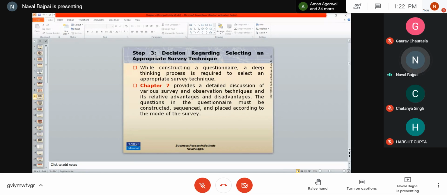Chapter number 7 also covers the relative advantages and disadvantages of survey techniques. Whatever the survey technique, I'll have to justify that academically. After academic justification, there's no meaning of survey technique. For example, I'm saying that I'm conducting a cross-cultural study.